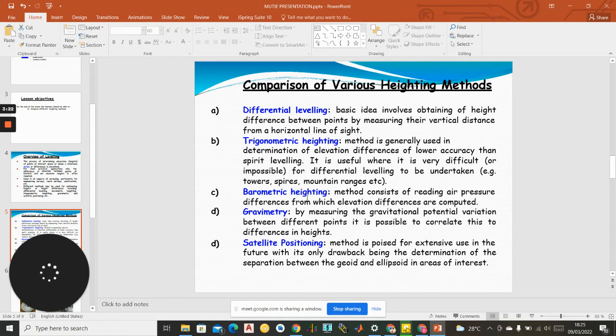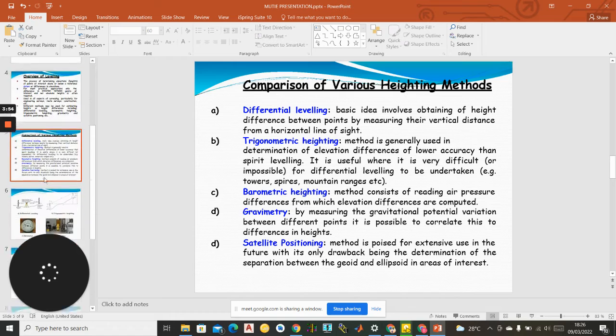Then we have barometric heighting. The method consists of reading air pressure differences from which elevation differences are computed. Gravimetry is another heighting method. By measuring the gravitational potential variation between different points, it is possible to correlate this to differences in heights. Then we have satellite positioning, which is a method poised for extensive use in the future, with its only drawback being the determination of the separation between the geoid and the ellipsoid in areas of interest.